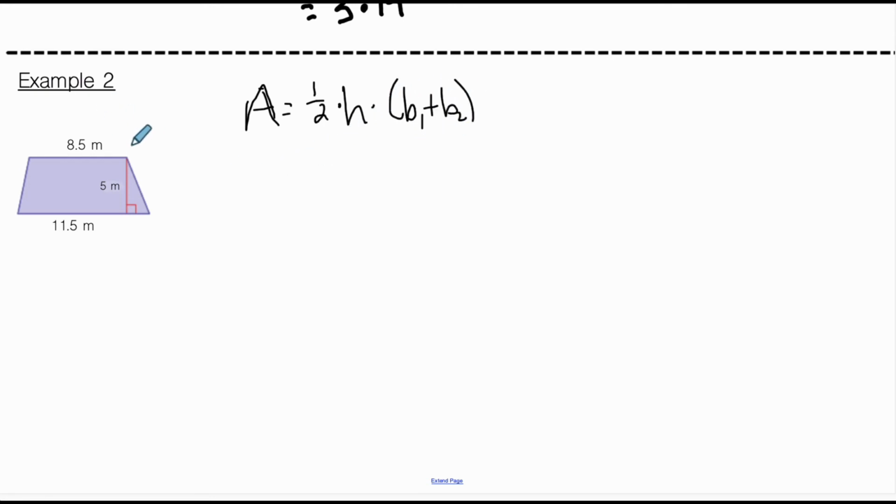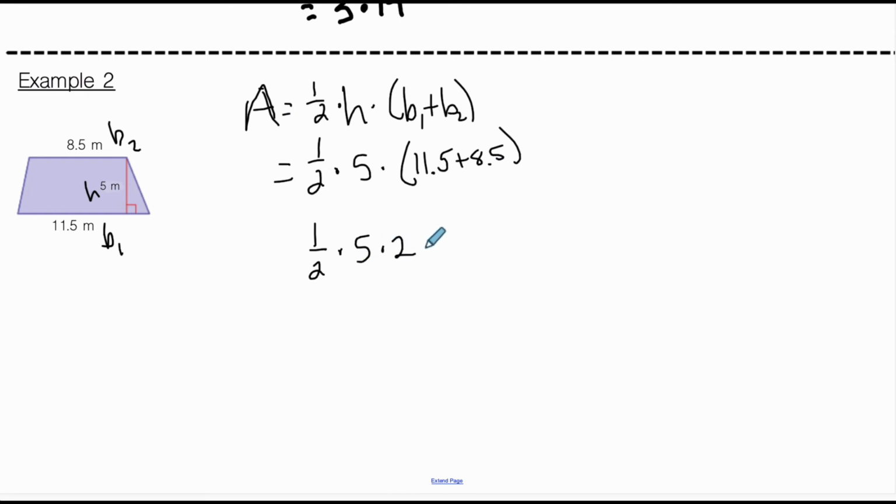All right, fill in what you know. This is one of the bases, this is another one of the bases, and the 5 is the height. So here we go. 1/2 times 5 times 11.5 plus 8.5. So as a first step, I'm going to add the parentheses together, 8.5 plus 11.5, which is 20. So now I'm at 1/2 times 5 times 20. And in this scenario, I think it's easier to multiply 5 times 20 because that's 100. So that's going to be 1/2 times 100. And then half of 100 is 50.